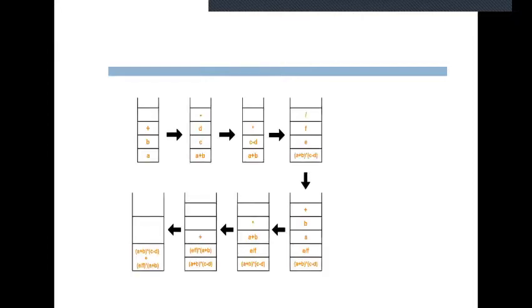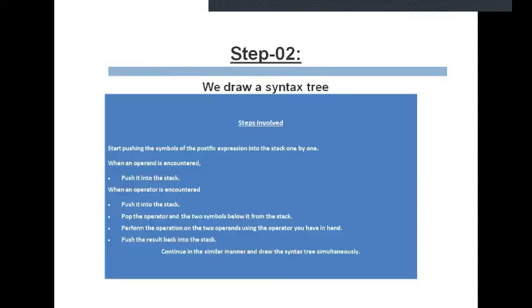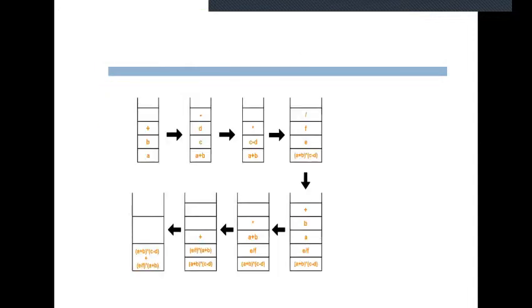So see what you have to do. What is your expression? Your expression is ab plus cd minus star ef slash ab plus star plus. So first we have to put a, b, then plus. When you are taking plus, you have to add this a and b, right? So a plus b. So push the result back into the stack. So a plus b, then push c and d, then minus. When you encounter the operator, you have to perform the operation between c and d. So c minus d is calculated.